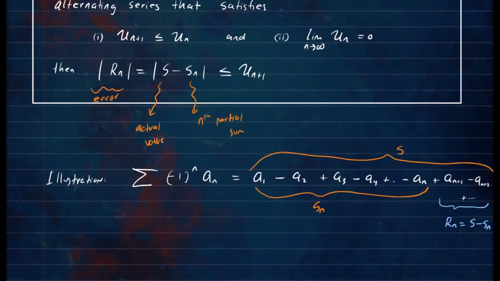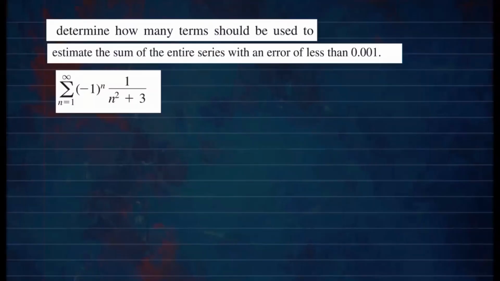So let's go ahead and take a look at an example so you know how to use this inequality. For this alternating series, we want to determine how many terms should be used to estimate the sum of the entire series with an error less than 0.001. This is a convergent alternating series. You can verify that, but I verified that for you.